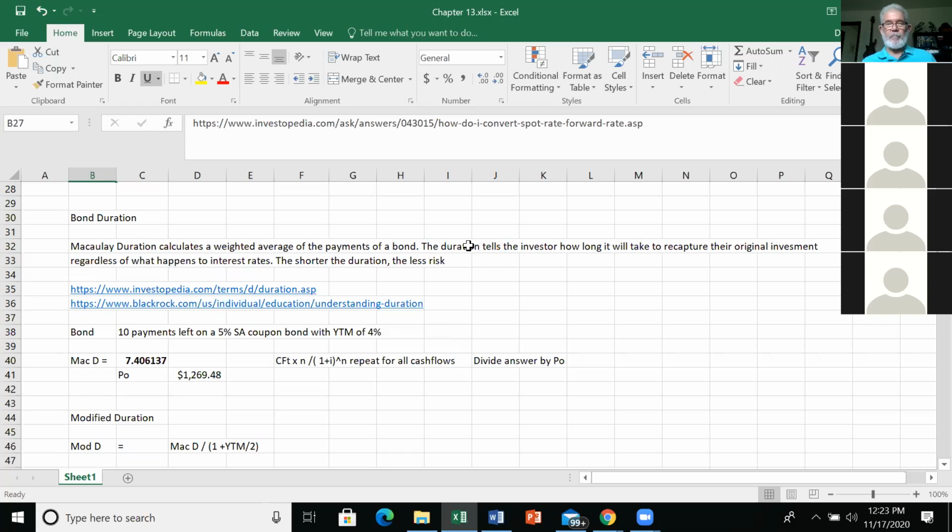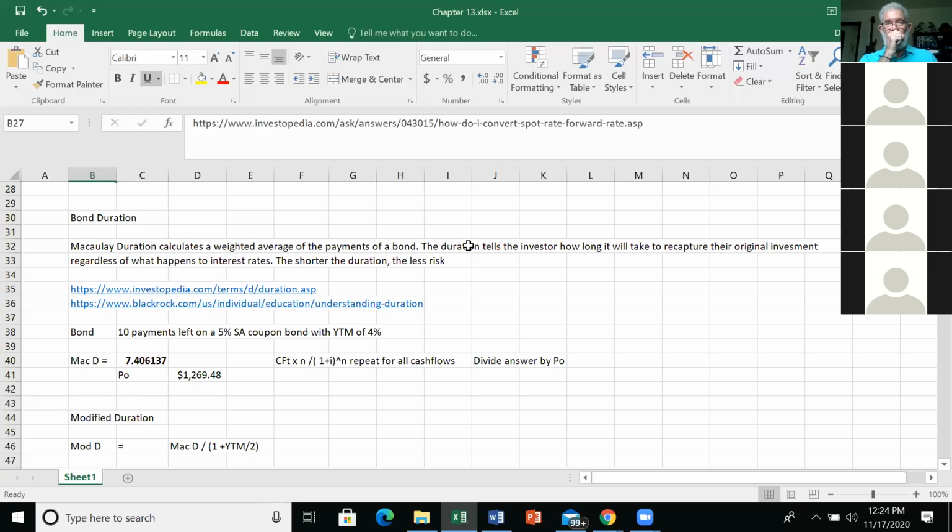Now, you know that with bonds, as interest rates go up, the price of bonds fall. If interest rates go down, the price of bonds rise. That's the risk you have with bonds. So bonds have what's called interest rate risk. And the longer the bond is, the lower the coupon, the more risk involved. So duration tells the investor how long it'll take to capture the original investment.